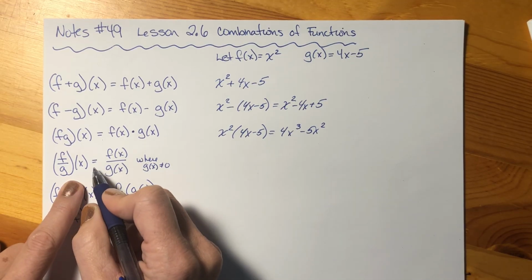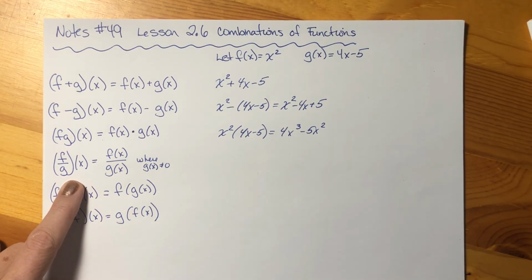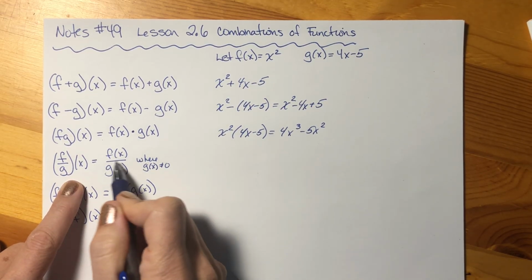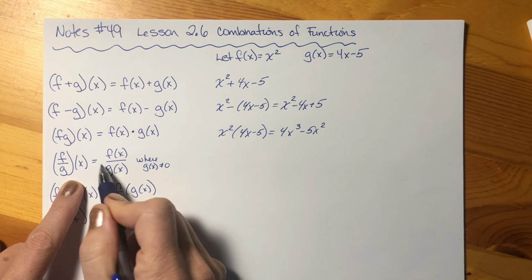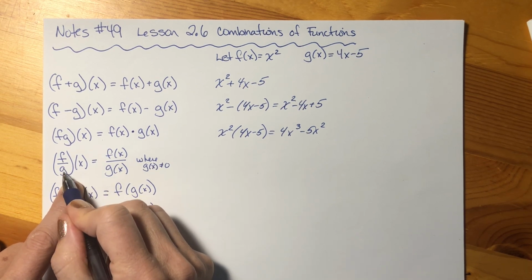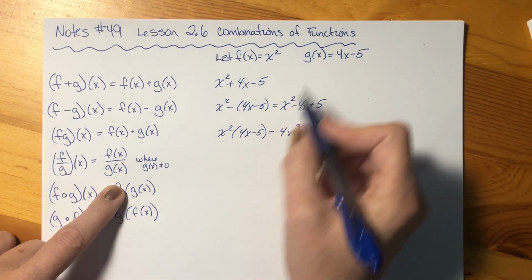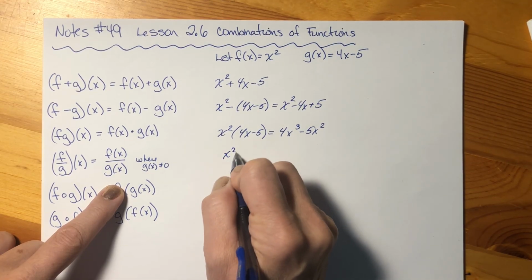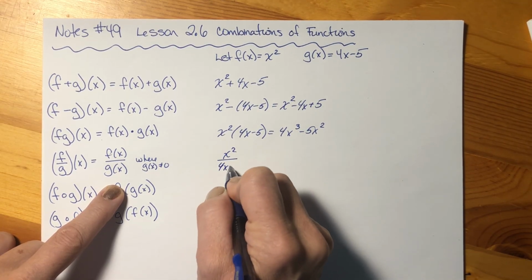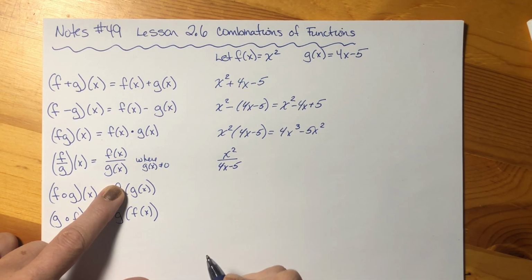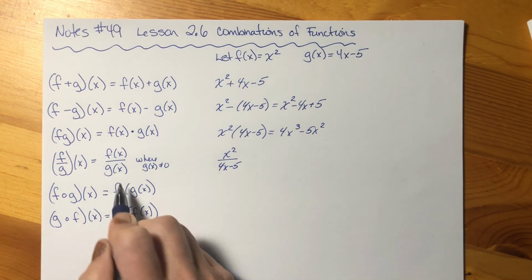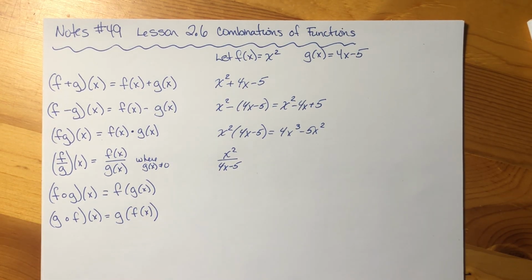Now let's get to division. Anytime we work with division, remember we've got to think about that denominator not equaling 0. So let's divide the f and the g function, and we're going to just put one over the other: x squared over 4x minus 5. Notice my function g of x is not equal to 0, so I'm good to go.